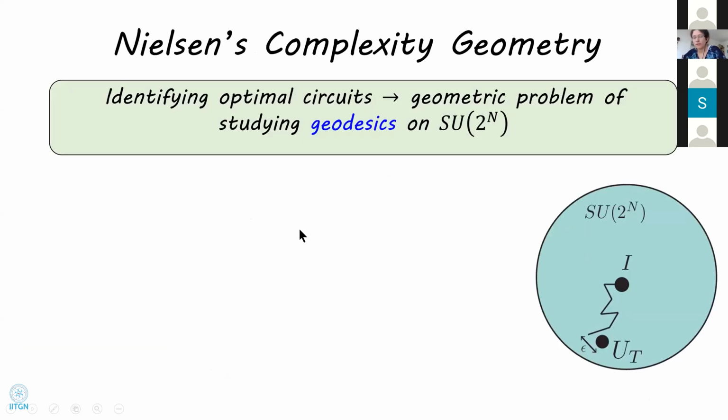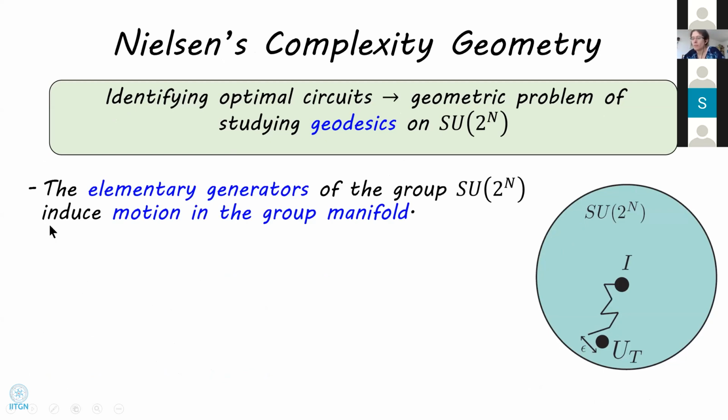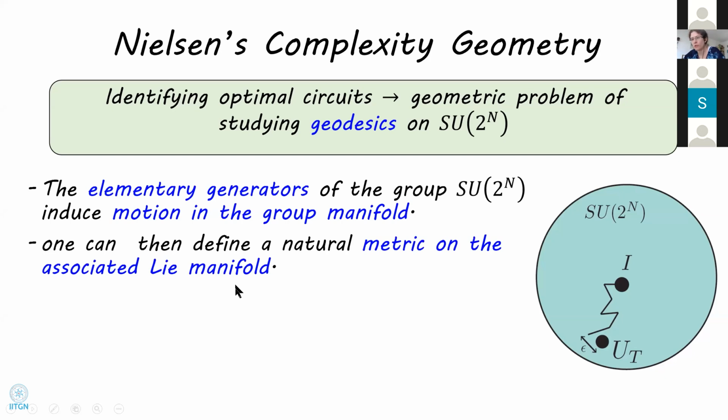So that's what Nielsen did for us. Nielsen proposed, still in the context of spin chains, a continuous definition of complexity, where he was translating the problem of finding optimal circuits to a geometric problem of studying geodesics on the manifold SU(2^n). Here, the basic idea is that the elementary generators of SU(2^n), that we often call T_A, induce motion in the group manifold. So we can move in a continuous way by turning on prefactors to these generators.